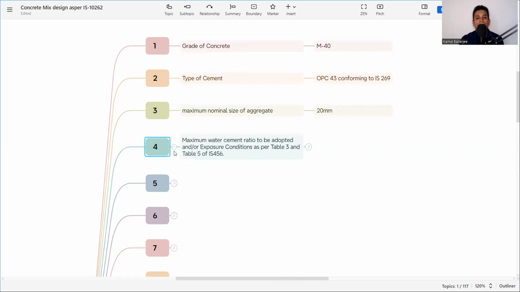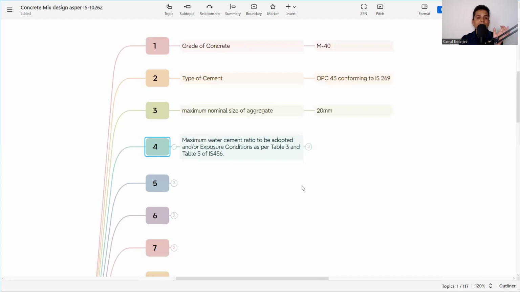Now फिर क्या देखने का? Maximum water cement ratio to be adopted and exposure condition as per table 3 or table 5 of IS 456. So why this maximum water cement ratio? We all know that whenever we add water, it starts reacting with the cement and they make a hardened base, that is the concrete.